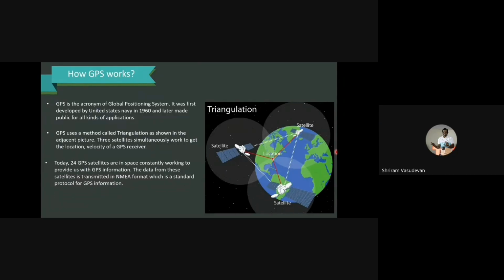Today, 24 GPS satellites are in space constantly working to provide us with GPS information. The data from these satellites is transmitted in NMEA format, which is the standard protocol for GPS information. In today's session, let us understand how this data can be acquired and processed to get your present location, and how we upload it to the cloud, making a logistics tracker.